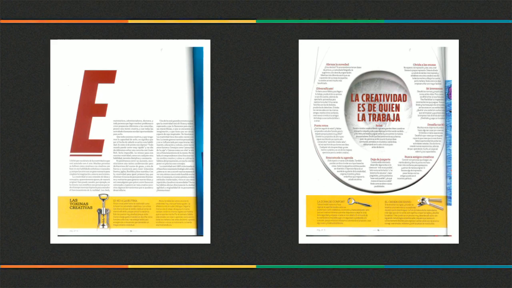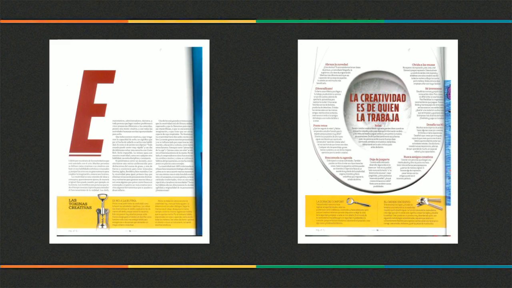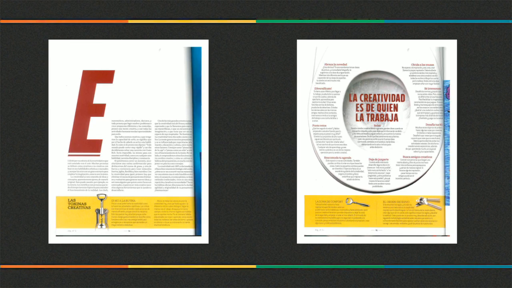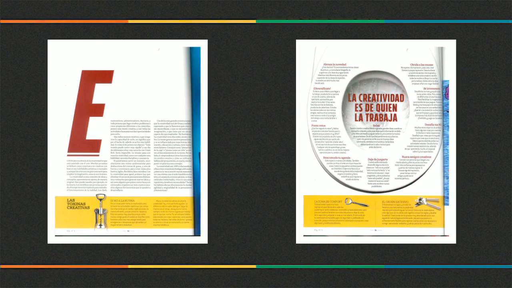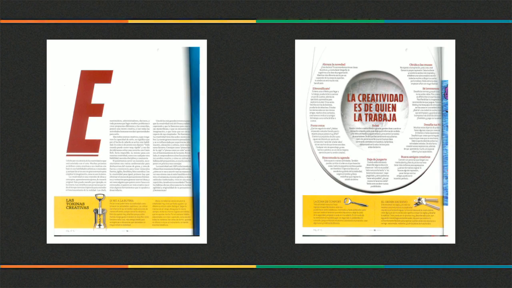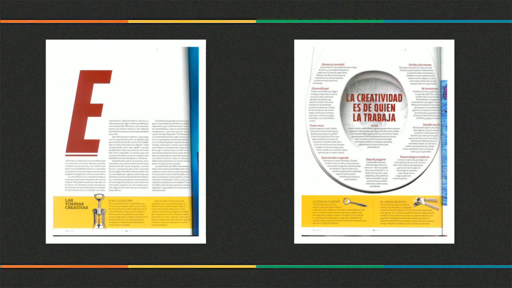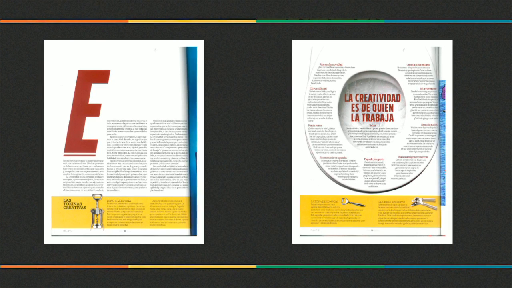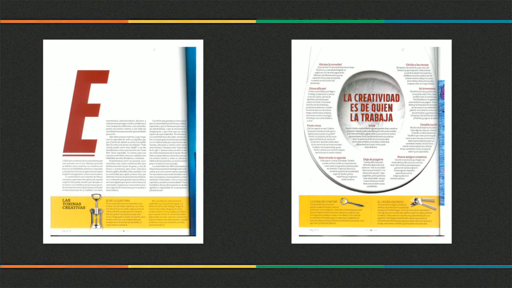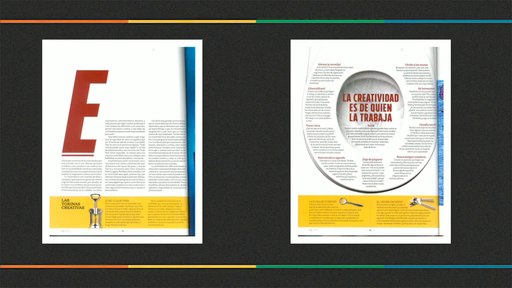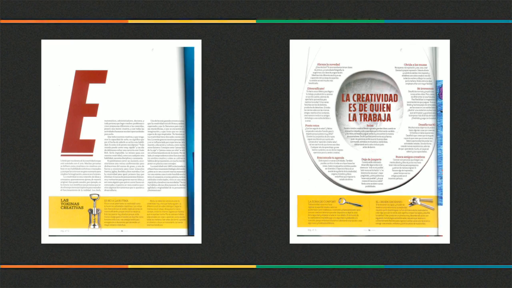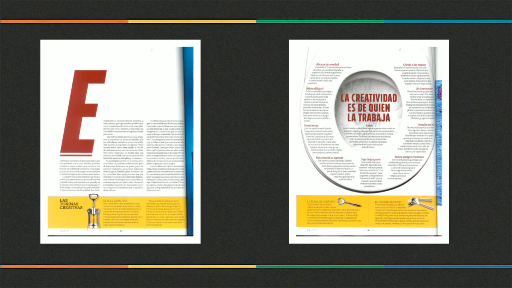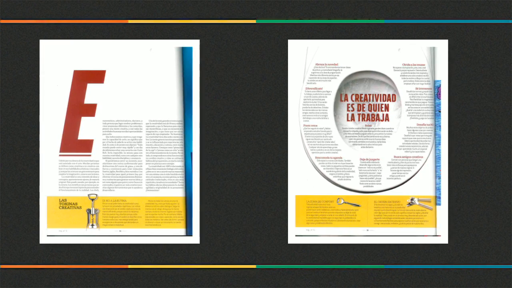Analyze the following graphic elements. How about the yellow line? Do you think it has a direct relationship with the text? How about the capital letter? And what do you think about the photographs? They absolutely don't have a relationship with the text. However, why do you think they are used?